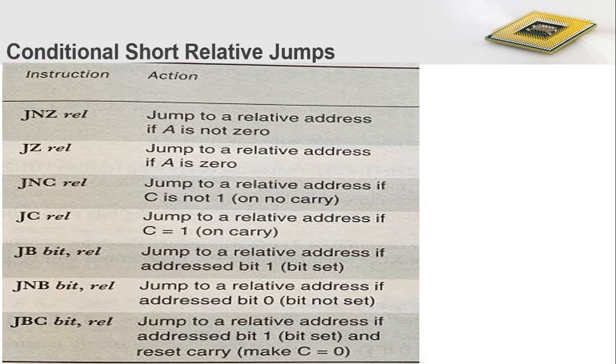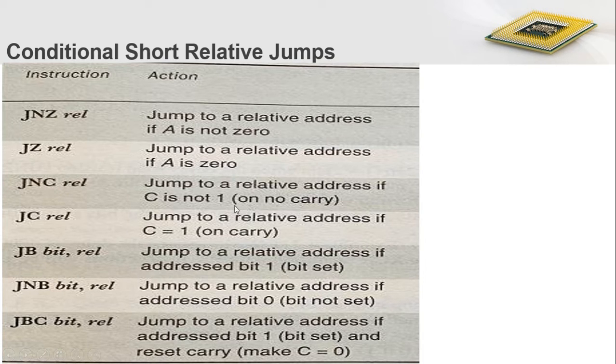Now we can consider the various conditional short relative jumps of the 8051. JNZ with a relative address of the target location means jump to the relative address if the accumulator content is non-zero. Similarly, JZ with a relative address means jump to the relative address if the content of A is 0. JNC with a relative address means jump to the relative address if the carry flag is not 1. That means if no carry occurred in the previous operation, then it performs a jump.